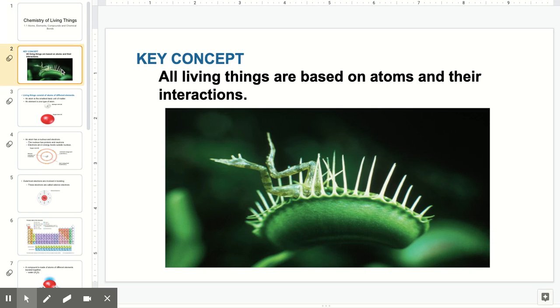As we look at the little itty bitty pieces that make up all living things, we're really talking about atoms. Atoms make up everything. And it's interesting to think about how much we can divide a living thing down into these itty bitty little pieces that we clearly cannot see with our eyes.